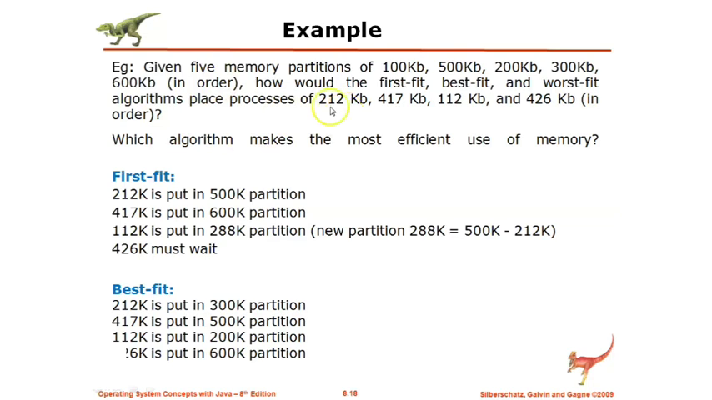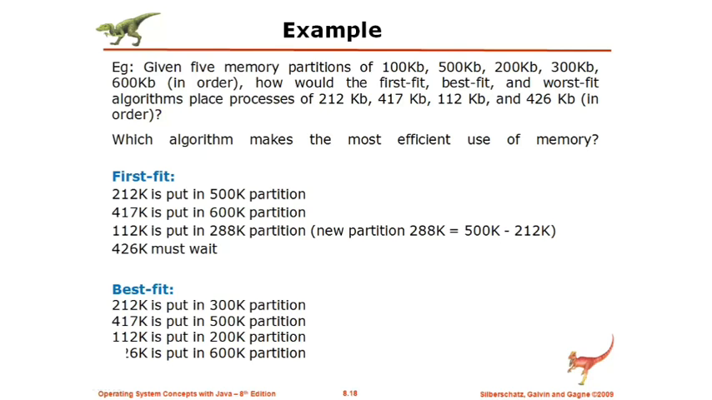The first process is 212 KB. It will scan all the partitions, that is 100 KB, 500 KB, 200 KB, 300 KB and 600 KB. Out of these, 100 KB cannot satisfy, but 500 KB, 300 KB and 600 KB can satisfy the requirement. Out of 500, 300 and 600, which is the smallest? 300 KB is smallest, so the 212K is put in the 300K partition. In this way the best fit will work.